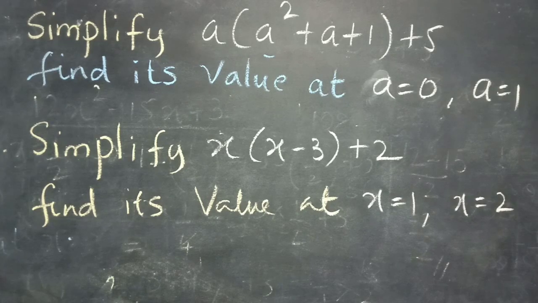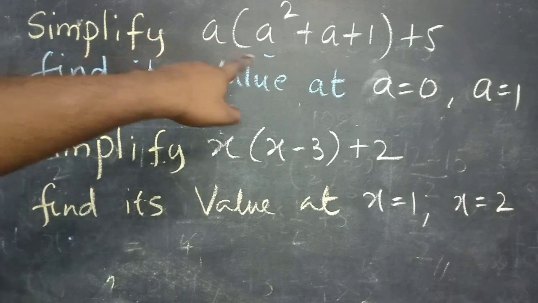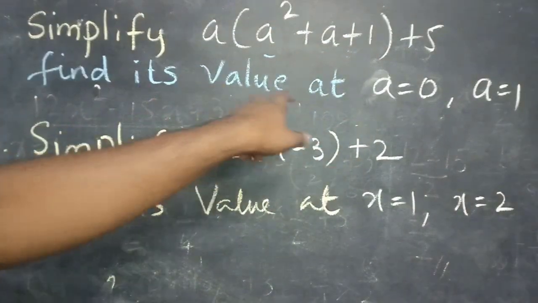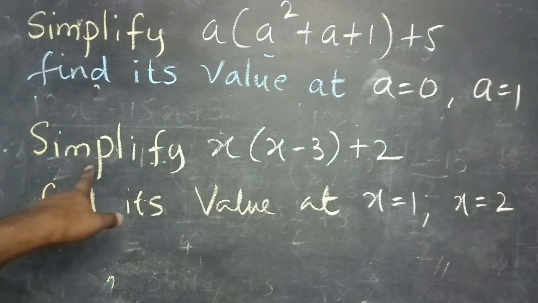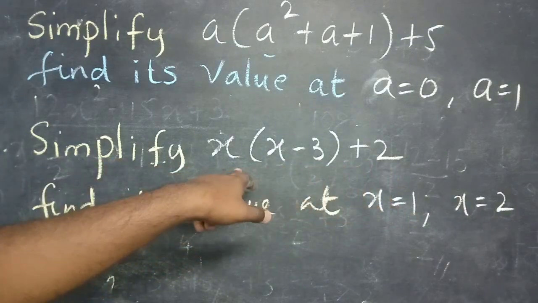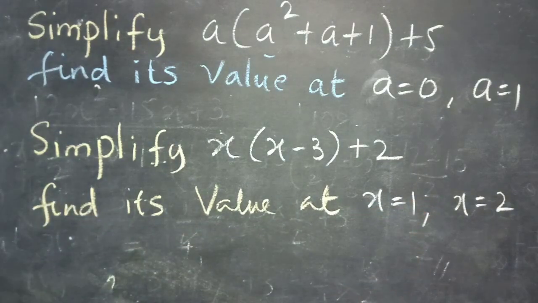Two questions for your practice based on simplification and finding the value at given number. Simplify a into a square plus a plus 1 plus 5, then find its value at a equals 0 and a equals 1. Second question, simplify x into x minus 3 plus 2. Simplify this expression, then find its value at x equals 1 and x equals 2.